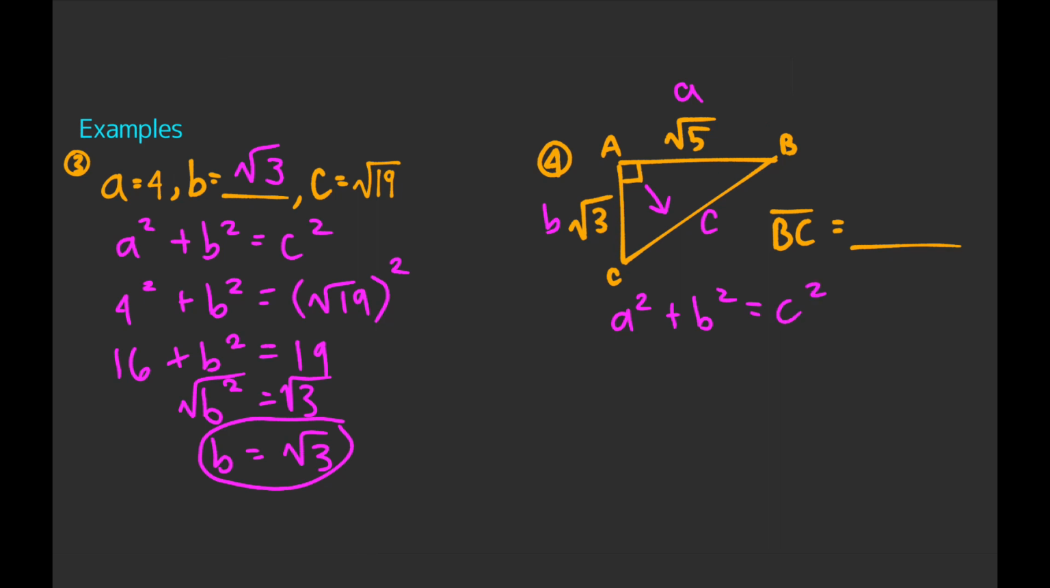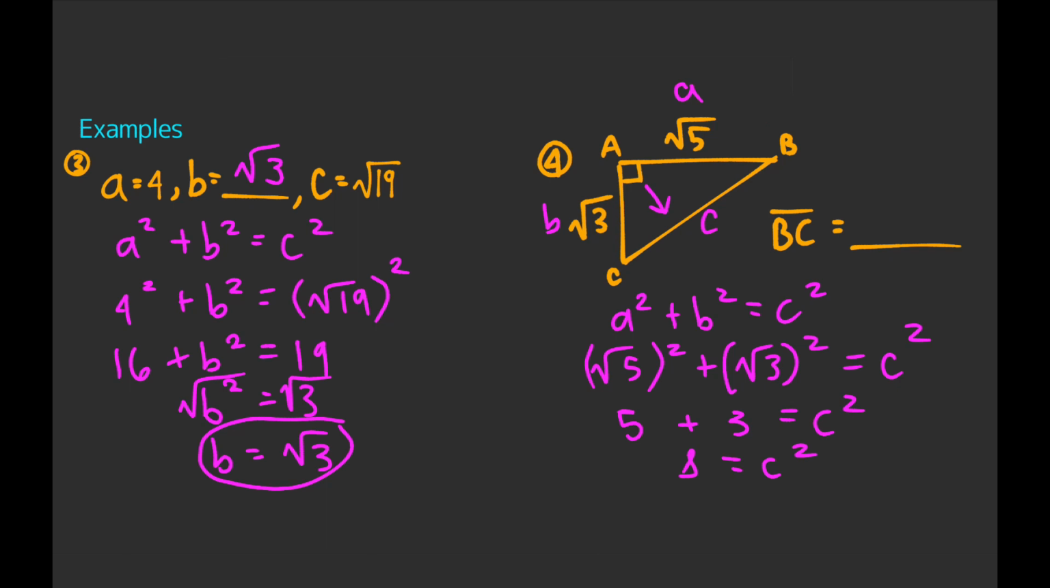Plug in our A, which is the square root of 5, plus B, square root of 3, equals C squared. Now we're going to simplify. The square root of 5 squared. The square root and the square cancel out, so we get 5. Same thing happens on the square root of 3 squared. So that'll be 5 plus 3 equals C squared. We'll add 5 and 3. We get 8 equals C squared.